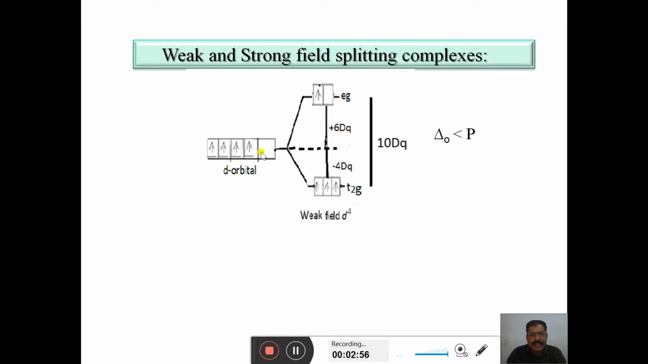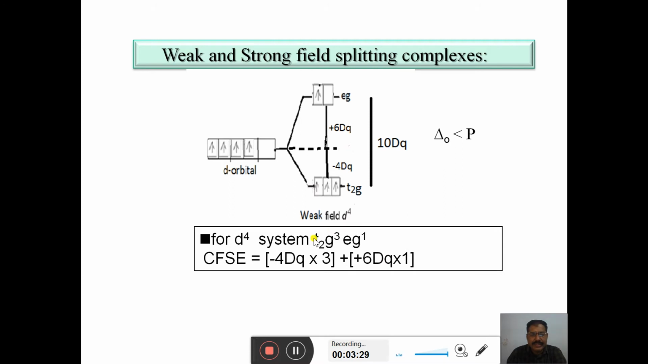So we fill these electrons here, split into eg and t2g levels. Electrons enter the first, second and third, and the fourth will be here. This is called the average energy, or barycenter. The lower t2g level is at minus 4 Dq, and above the average energy level the eg level is at plus 6 Dq, and the total energy difference between t2g and eg is equal to 10 Dq. Now we can calculate the CFSE for this d4 system.